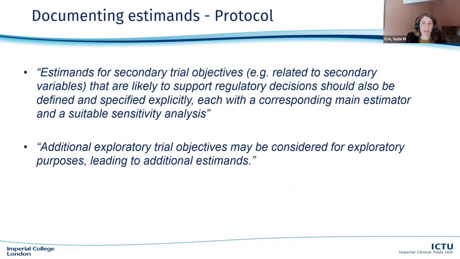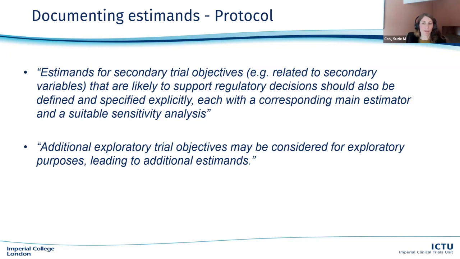The guidelines state that estimands for secondary trial objectives, for example, those related to secondary variables that are likely to support regulatory decisions, should also be defined and specified explicitly, each with a corresponding main estimator and a suitable sensitivity analysis. Now, in many of the trials that are conducted outside of industry, so in our academic trials units, we won't necessarily have secondary objectives that will support regulatory decisions, but we will have secondary trial objectives that will support key decisions made by other stakeholders that we could interpret we should be including estimands for. But I think what constitutes key is at the discretion of investigators, who can make sensible and pragmatic decisions.